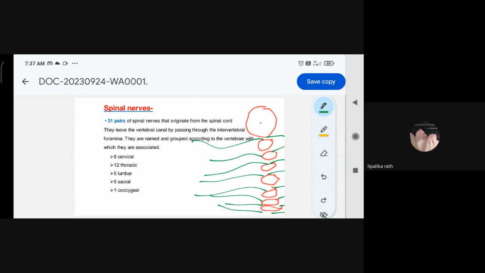Got it, ma'am. So the nerve is starting here, before the vertebral column is starting. That is why it is 8. Before the vertebral column started, a nerve released. One pair of nerves released from there. That is why, in the starting, there is one extra in the cervical region.